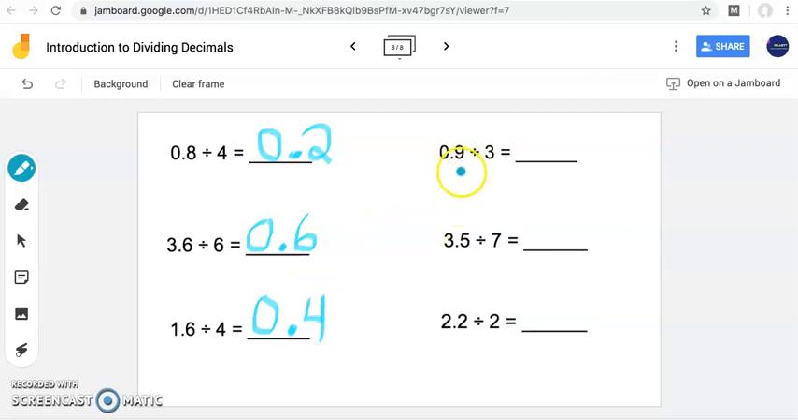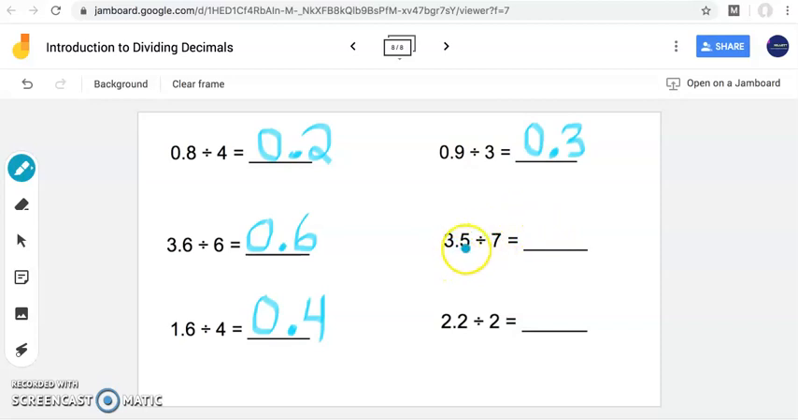Looking here, I have 9/10 divided by 3. So I have 9/10, and I'm breaking that into 3 equal pieces. Now, once I break that into 3 equal pieces, 9 divided by 3 is 3, but I noticed I had 9/10, so if I break 9/10 into 3 equal pieces, I'm going to be left with 3/10.